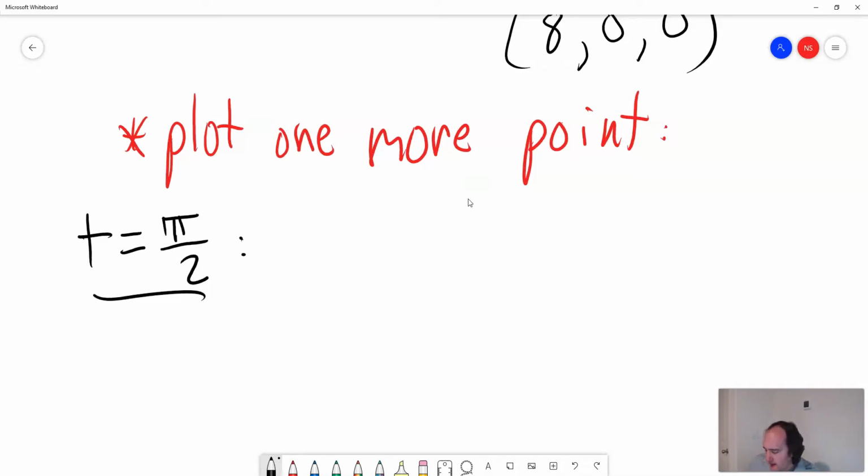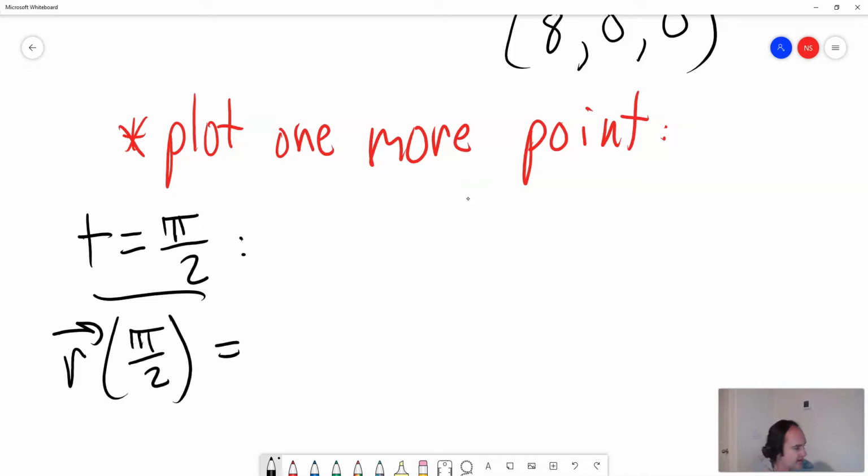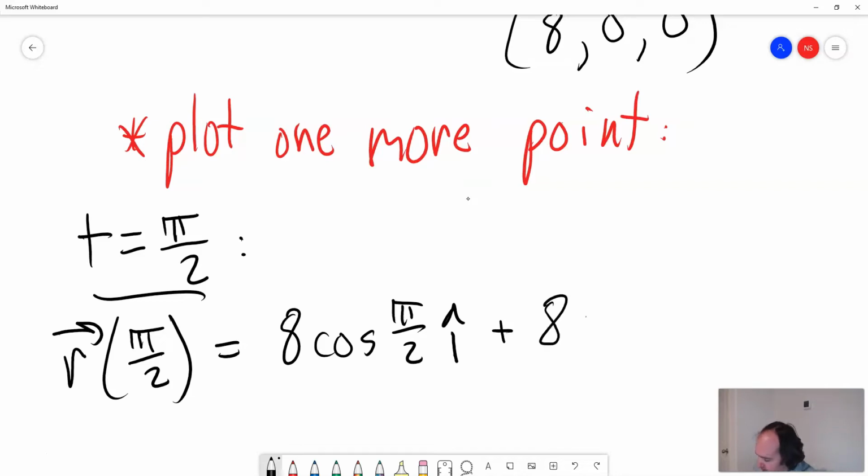So when t equals pi over 2, we have r of pi over 2, okay, so that's going to be 8 times cosine of pi over 2 i plus 8 times sine of pi over 2 j plus 0k.